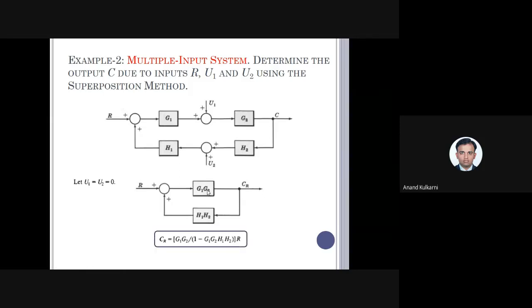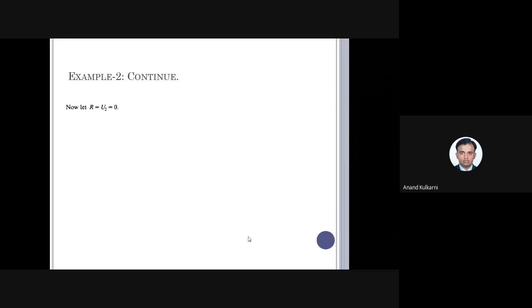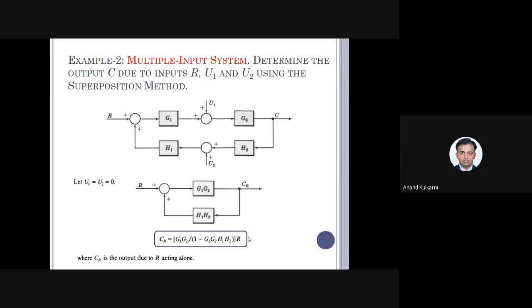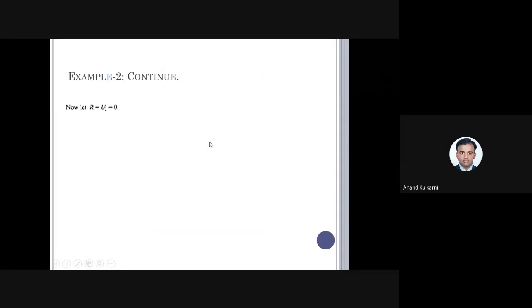We are going to get G1 G2 divided by 1 minus G1 G2 H1 H2 in terms of this. So you can consider this as equation number 1. Similarly, here we are going to get C in terms of R. In the second case, what they have done is make U1 and U2 0.